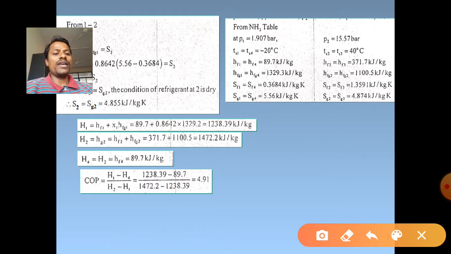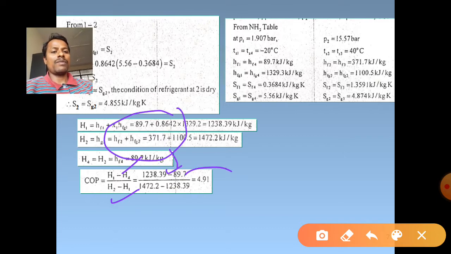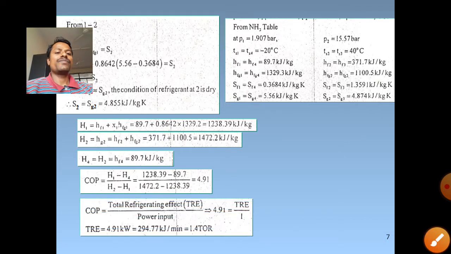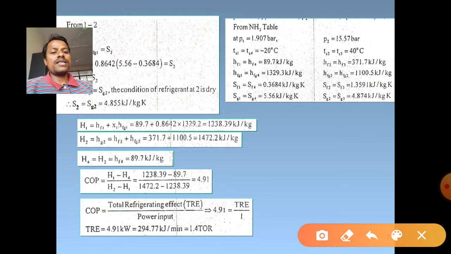So, then COP is H1 minus H4 divided by H2 minus H1. We substitute the calculated values here, so I am able to calculate COP from this. We know that COP is given by total refrigeration effect divided by input power. COP is 4.91, we have calculated.